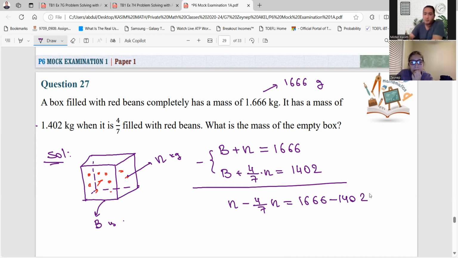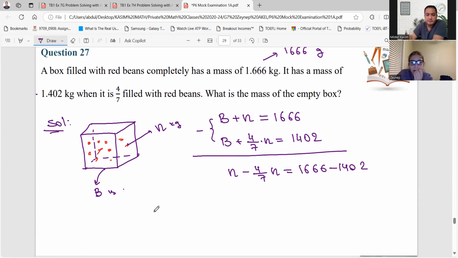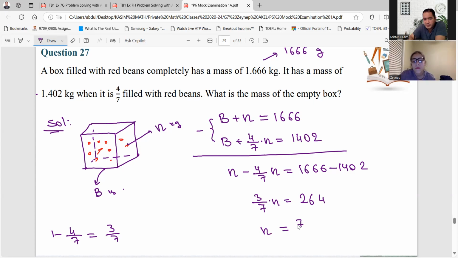Now, Zainab, can you tell me what is 1 minus 4 over 7? 3 over 7. Very good. So this 1n minus 4 over 7n is equal to 3 over 7n. On the right-hand side, 6 minus 2, that is 4. 6 minus 0, it is 6. 6 minus 4, again, it is 2, right? 1 minus 1 is 0. And you know how to move this fraction to the right-hand side, right? We just flip. N will be equal to 7 over 3.